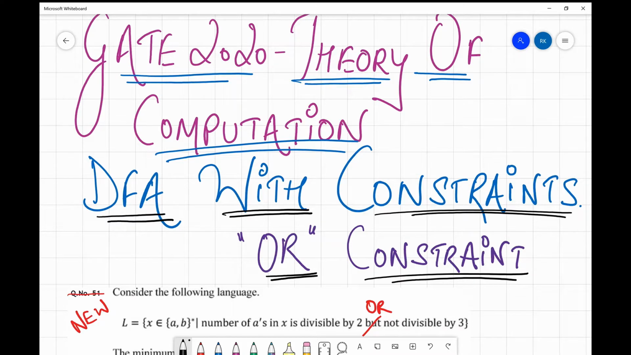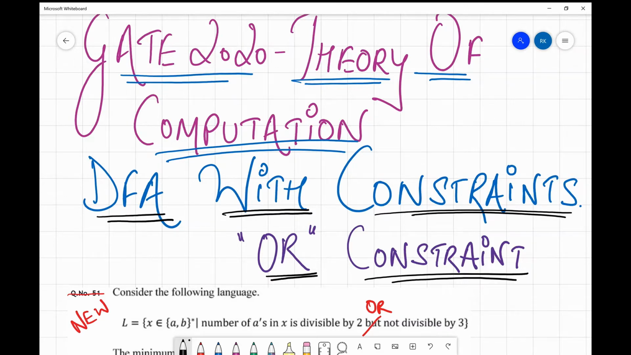So in this session, we are going to take up a question from theory of computation. Yes, we have discussed a previous question which was from GATE 2020 theory of computation wherein we had to draw a DFA with constraints. So I'm just modifying this question a bit because some of you asked me to show the possibility if the question had an OR constraint instead of the AND constraint which it had. So this is the particular session dedicated to the OR constraint possibility of this particular question.